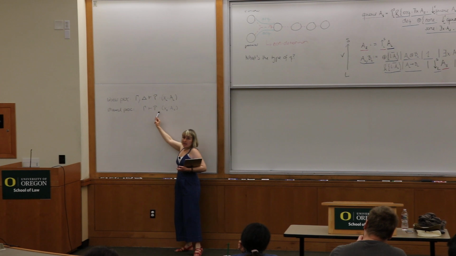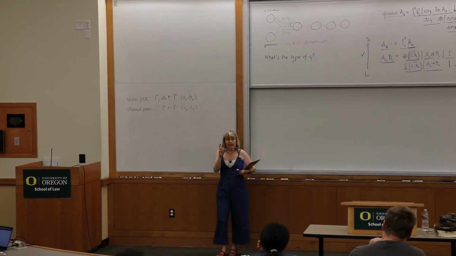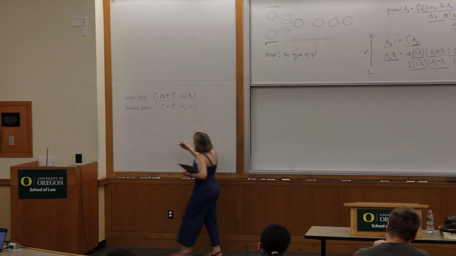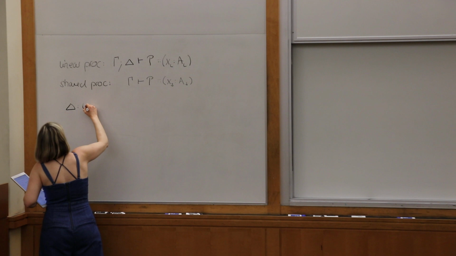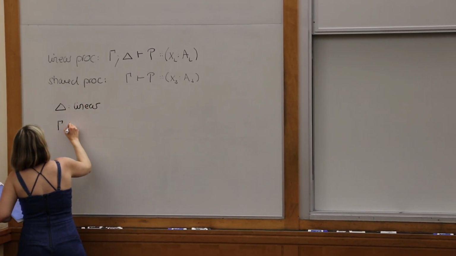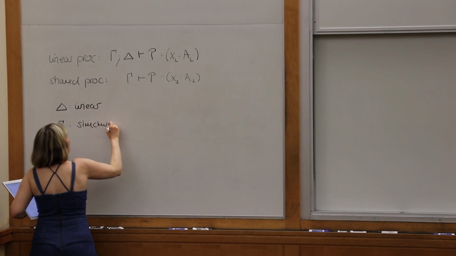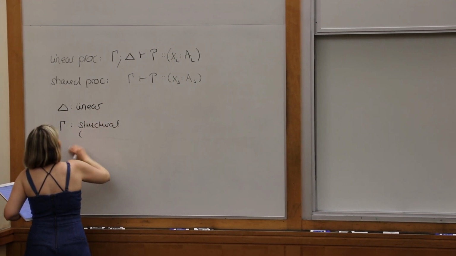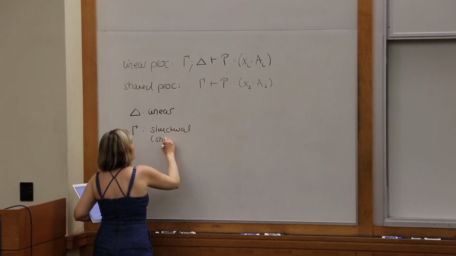And the reason is because the contexts have different properties. So delta is a linear context as we had it before. And gamma is a structural context with a sharing semantics.